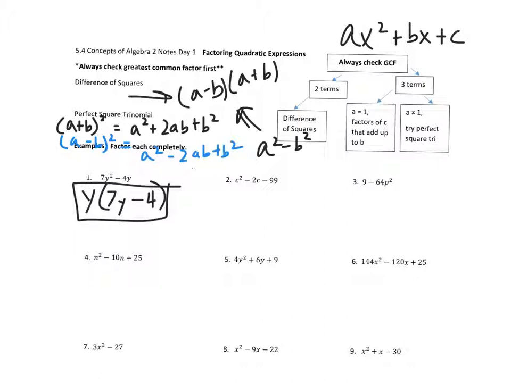These factors have to be close together. You could try 1 and 99, but those are far apart. I also think of 3 and 33, but the answer is going to be 9 and 11. So this is going to factor out into c minus 11, c plus 9. The reason it goes negative 11 and positive 9 is because this is a negative 2. So negative 11 plus 9 adds up to negative 2.